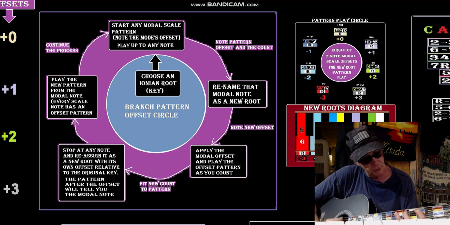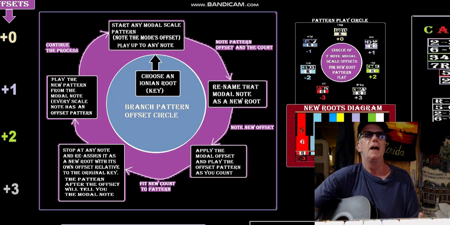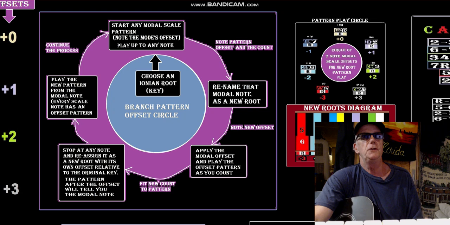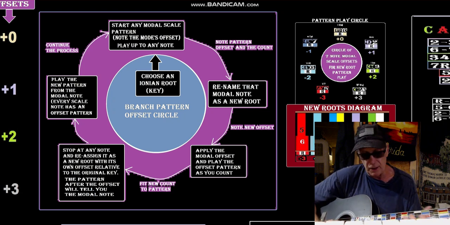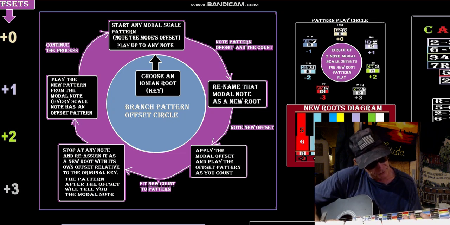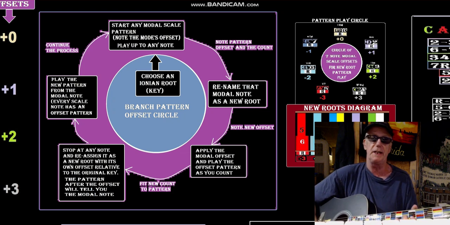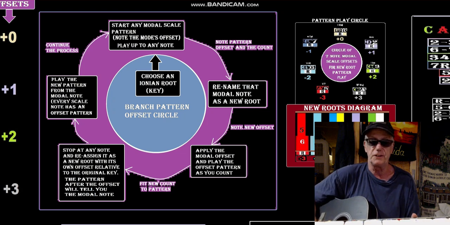Okay, so root, 2, 3, 4, 5. Fit new count to pattern. So we go root, 2, 3, 4, 5. Okay, instead of going root, 2, 3, 4, 5, we go root, 2, 3, 4, 5, 6, 7, root. And we played an Aeolian start to finish scale.